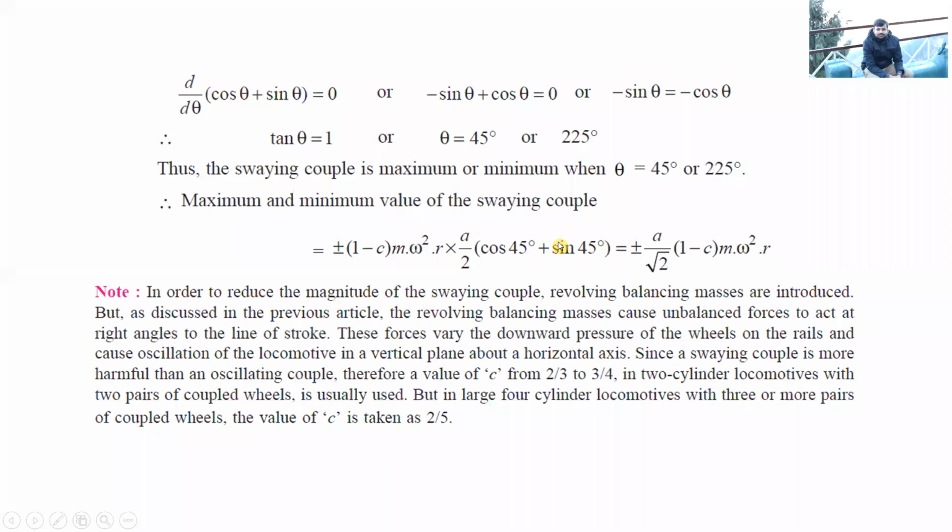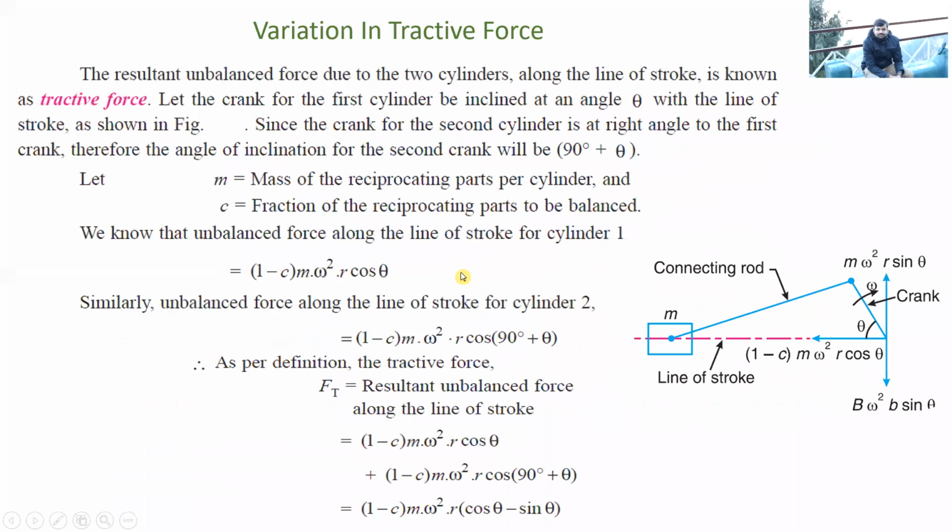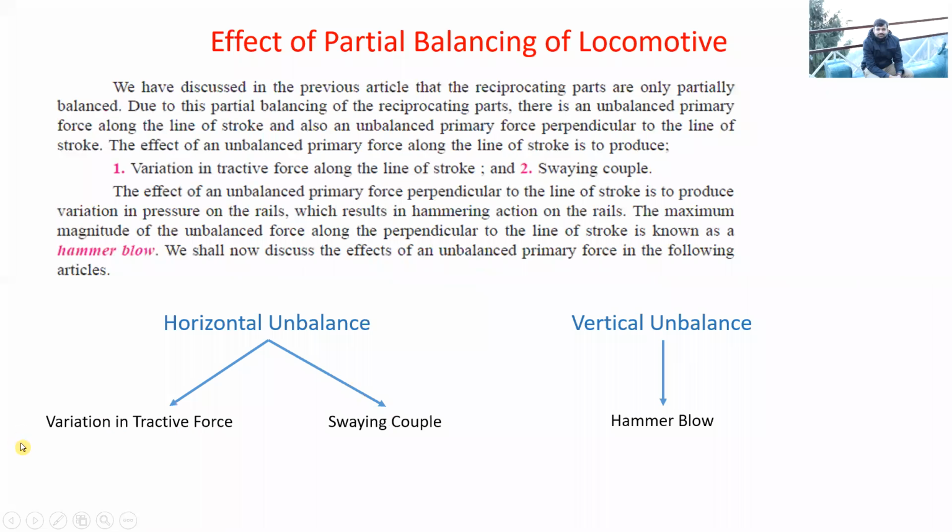All these three effects of the partial balancing of reciprocating masses, that is variation in tractive force, swaying couple, and the hammer blow. Okay, so hope this is clear to you.